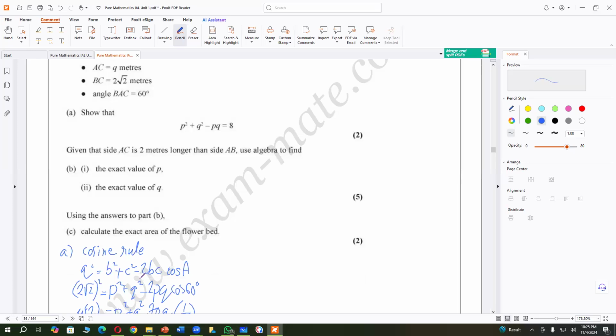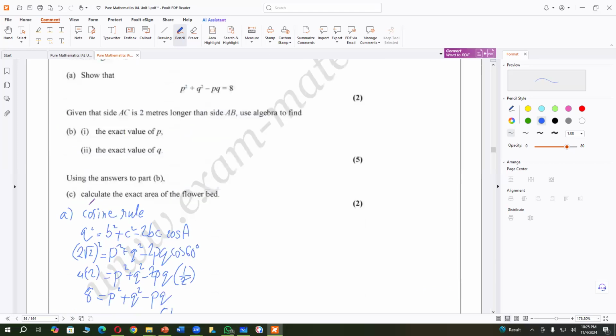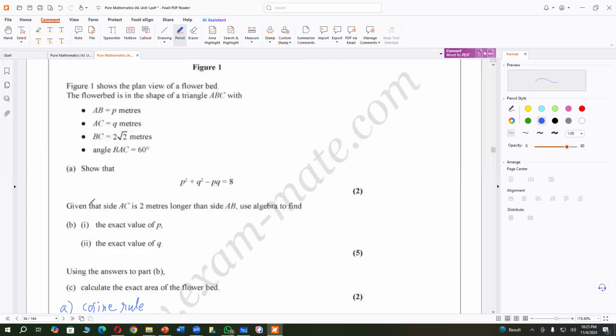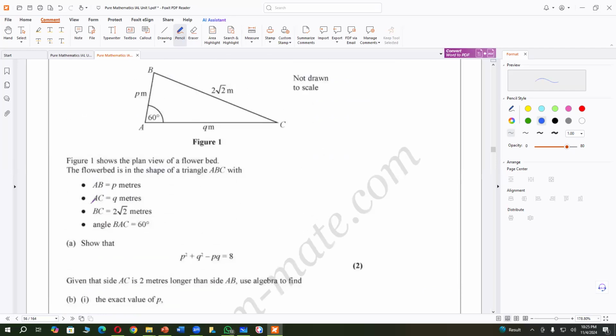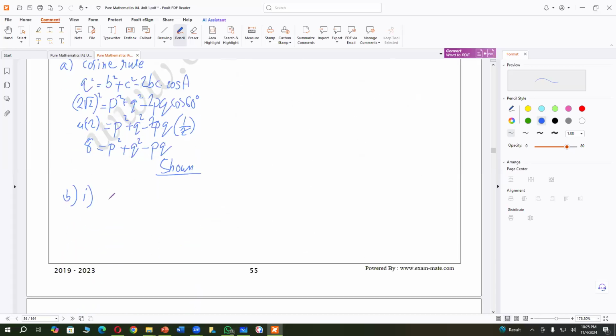Yeah, part 1. And it is 2 meter longer than AB. So it is 2 meter longer. So Q is equal to P plus 2.